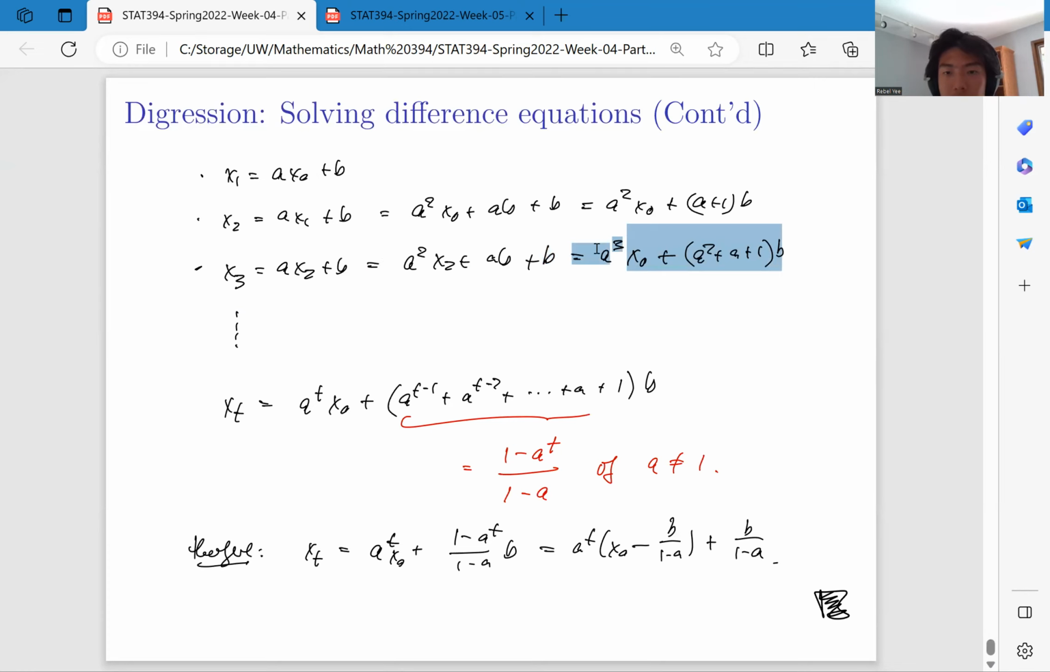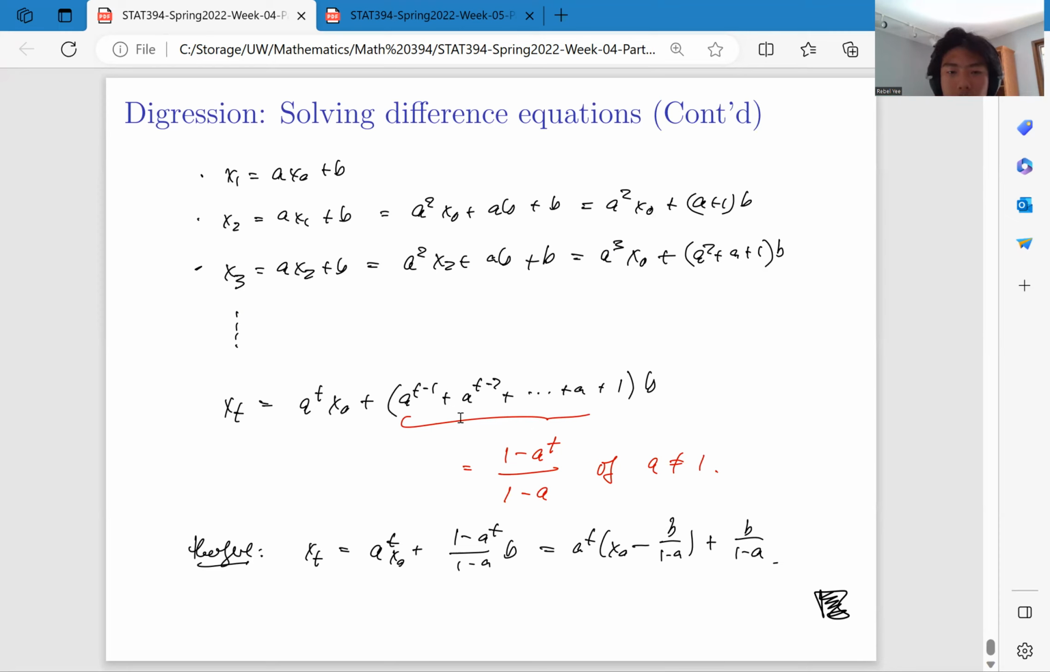We continue this trend, and we'll find that xt is equal to a to the power of t times x0 plus a to the power of t minus 1 plus until 1, times b. And here we will use one famous formula from mathematics, called, how to say, the polynomial difference formula.